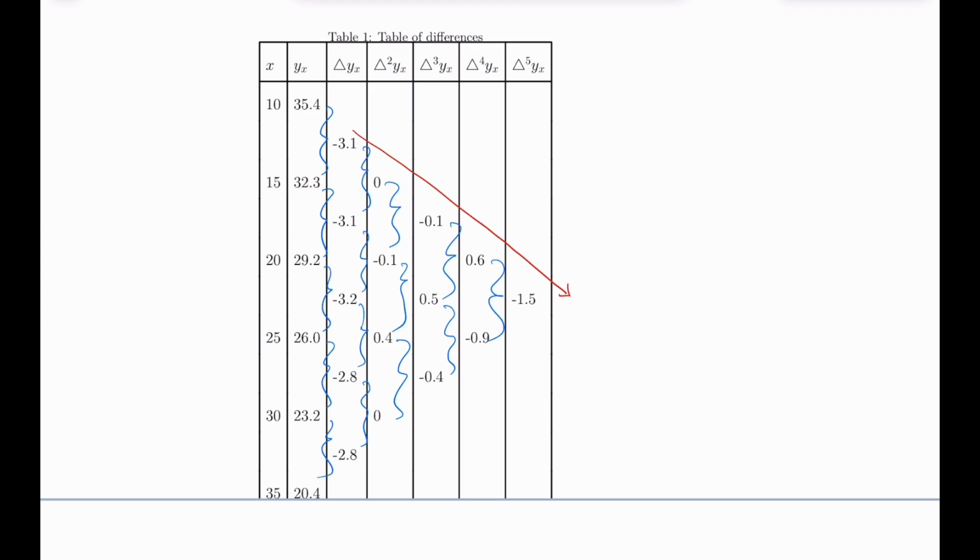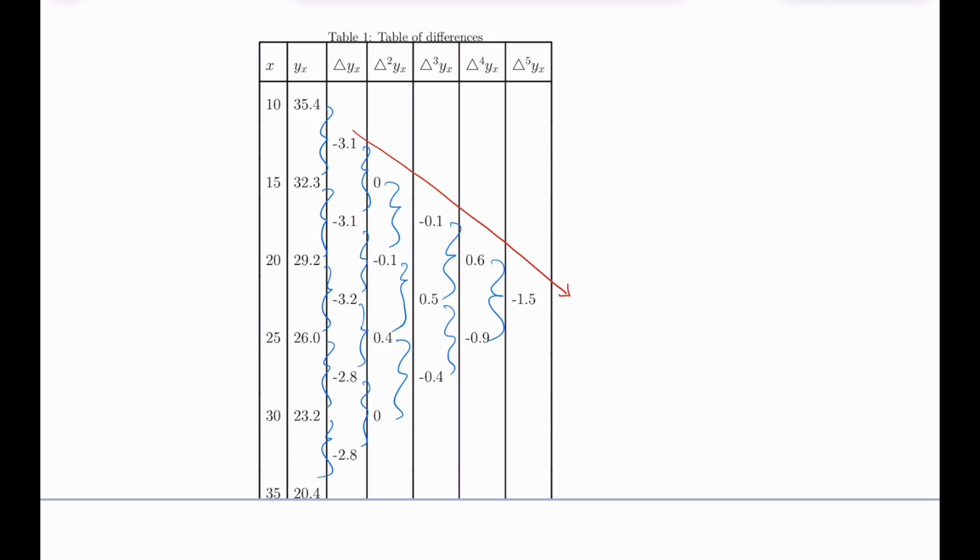This difference is 29.2 minus 32.3. This is minus 3.1. Then this difference is 26 minus 29.2, so this is minus 3.2. This difference is 23.2 minus 26. This is minus 2.8. And this difference is 20.4 minus 23.2, and this is minus 2.8. So this is the first order forward difference.